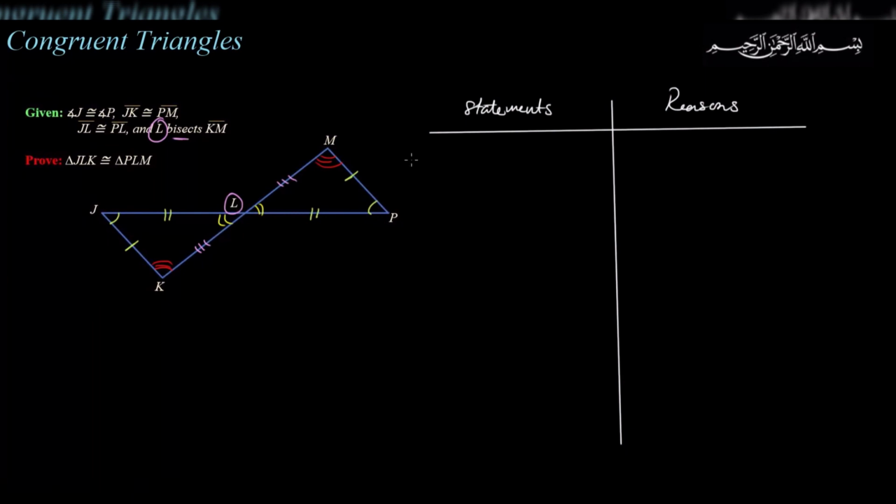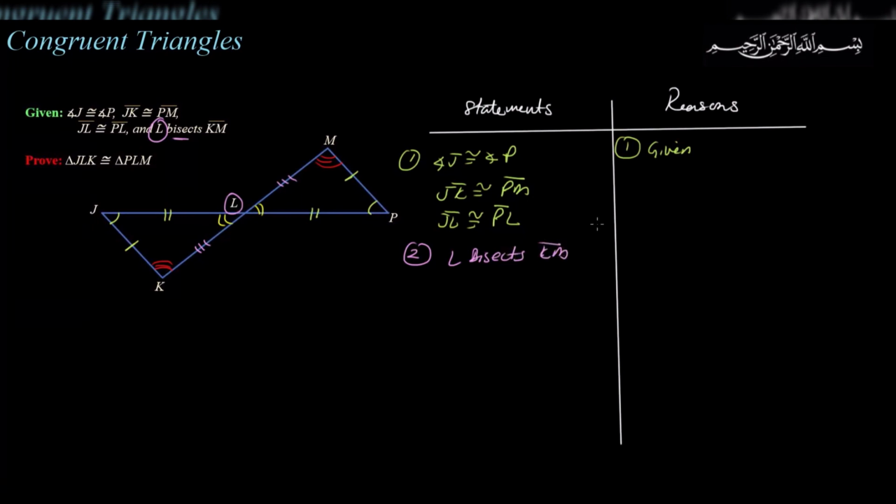Let's write down what we're given. So the given information was angle J is congruent to angle P, and segment JK was congruent to segment PM, and we were given that JL is congruent to PL, like this. This was all given information. Now I didn't put this one over here. I'm going to put that in the next one just because I'm going to use it. Then I say L bisects KM. You could put this in step 1 too, that's okay, but I just choose to do it separately because I'm going to use it in the next step.